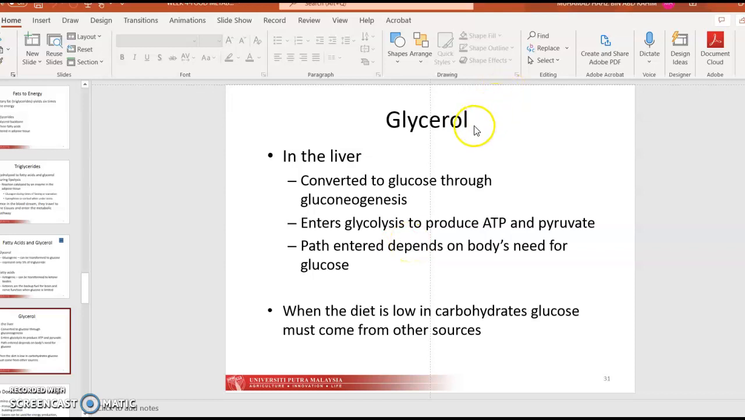Glycerol can be metabolized in the liver into glucose through a process we call gluconeogenesis, the formation of glucose, and it will enter glycolysis to produce ATP and pyruvate. The path entered depends on the body's need for glucose. When the diet is low in carbohydrate, glucose must come from other sources, for example, from amino acids.